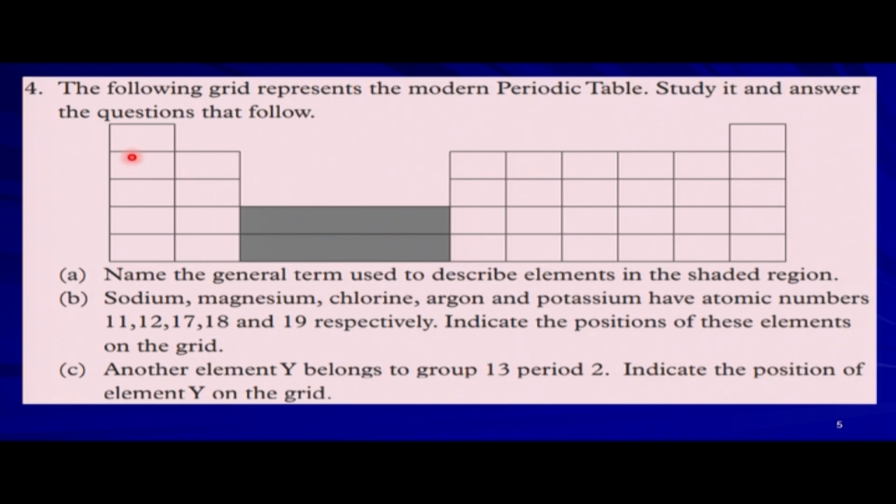Group 13 or group 3. This is 1, 2, and group 3 or group 13. And it also belongs to period 2. This is the second period. Period 1, period 2. So group 13 and period 2, it's here. So this is the position of element Y, okay? Element Y belongs here. Good. So I think we can go to the next question.